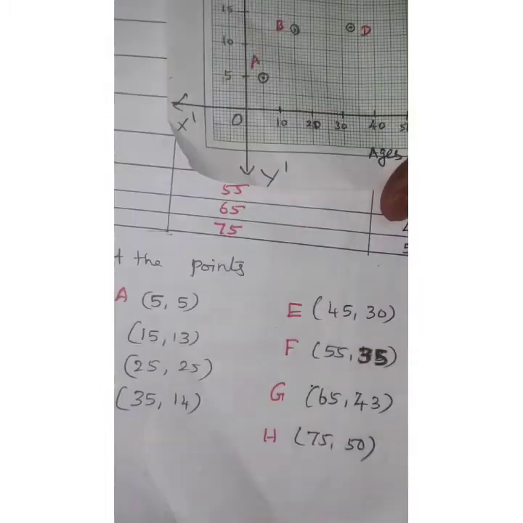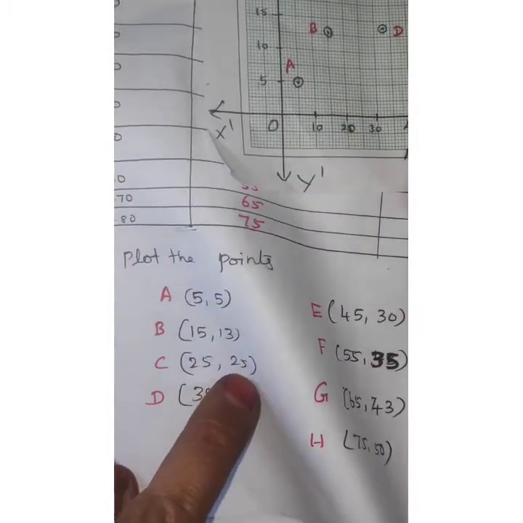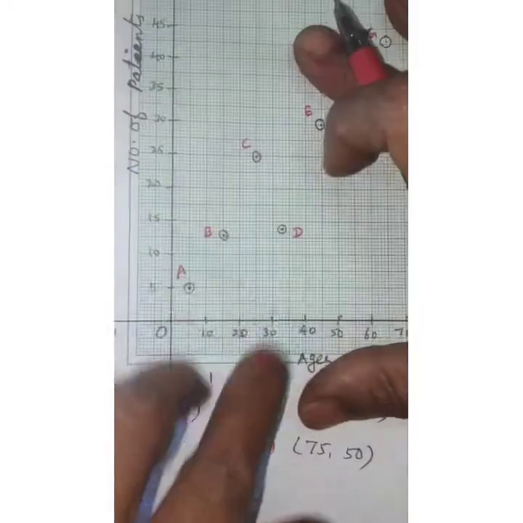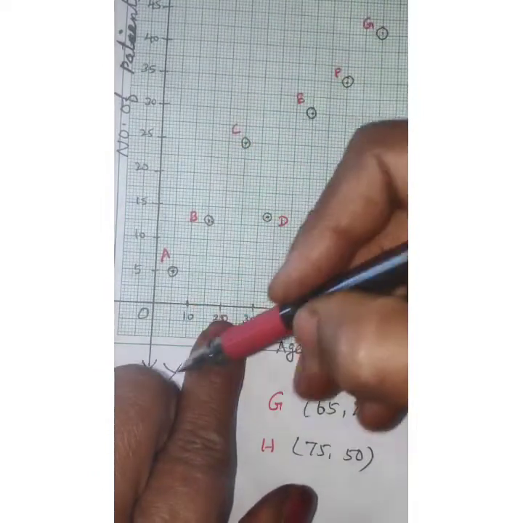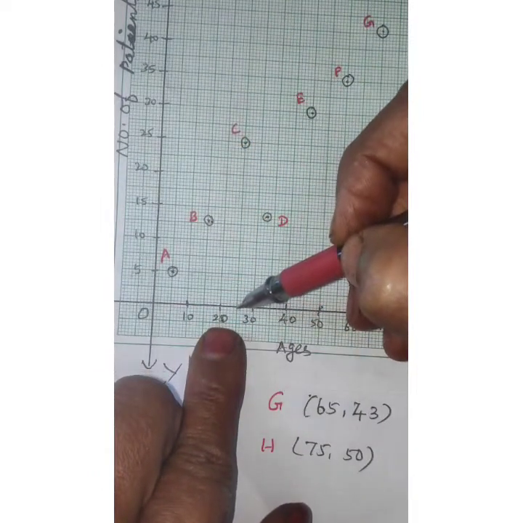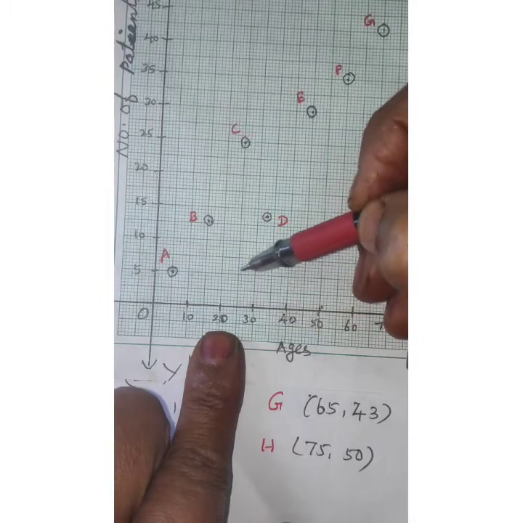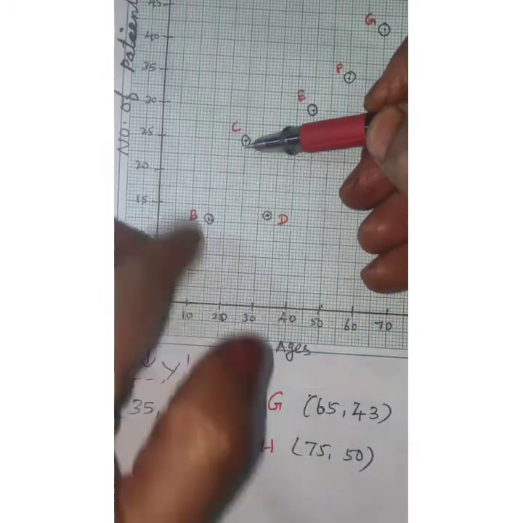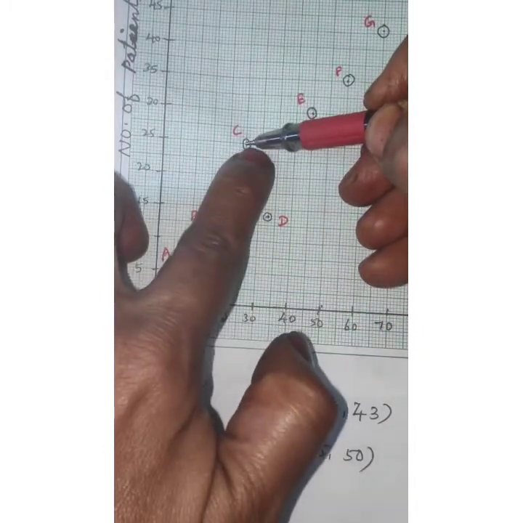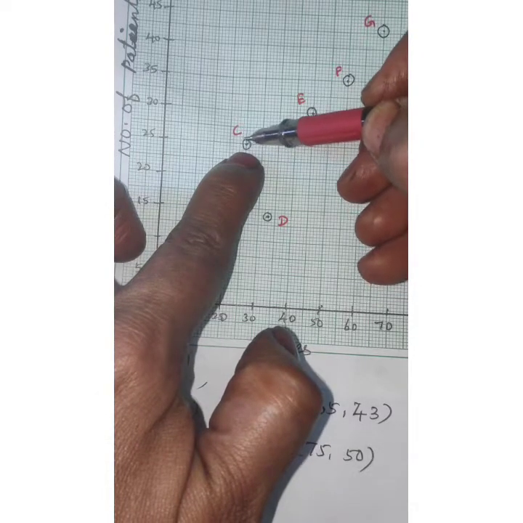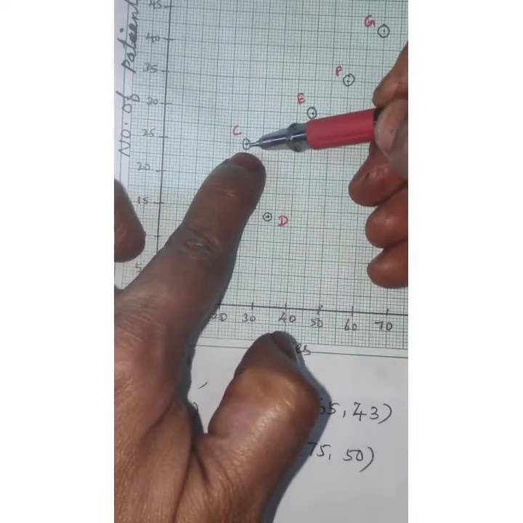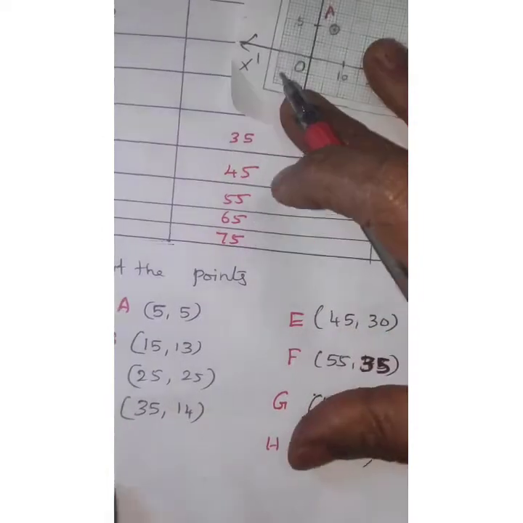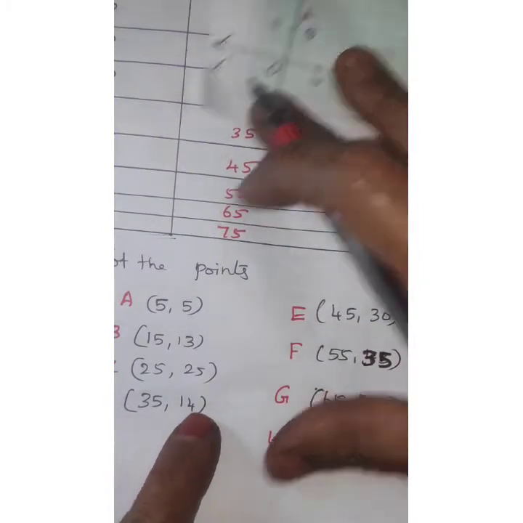Next C point is 25, 25. So 25, between 20 and 13, the small line, 5th line, some thick line is there, that is 25. Here also this 25. Two lines also coincide, that point is C. You write in 25. D point 35, 14.